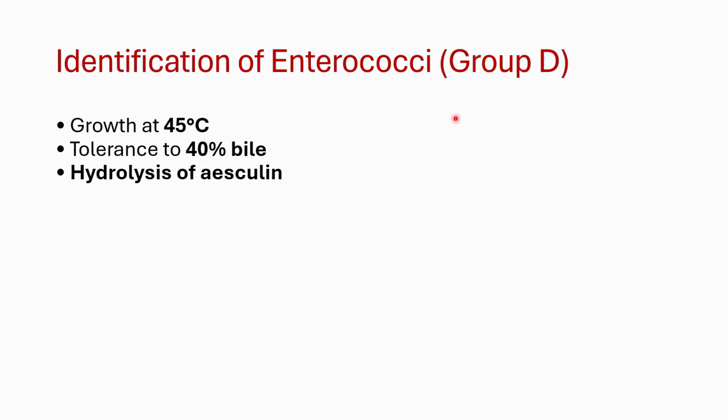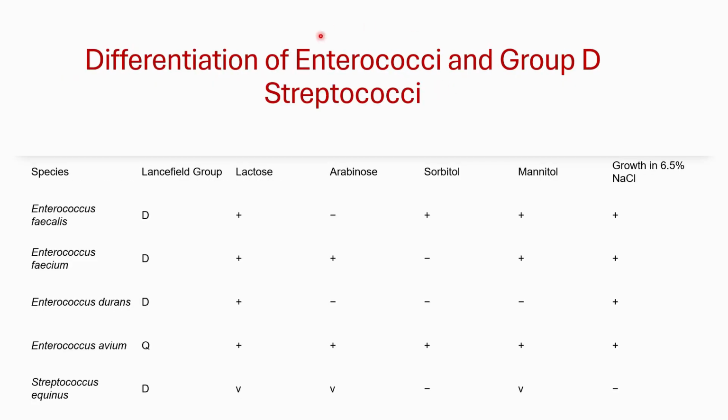Enterococci and the group D streptococci can be distinguished by several physiological properties. They have the ability to grow at 45 degrees Celsius and tolerate 40% bile, and they also hydrolyze esculin. The Enterococci and the other group D streptococci we can distinguish using the carbohydrate fermentation test and the salt tolerance test. Enterococcus faecalis, which belongs to group D, ferments lactose, sorbitol and mannitol but does not ferment arabinose. It also grows in 6.5% sodium chloride, which is a characteristic feature of the Enterococci.